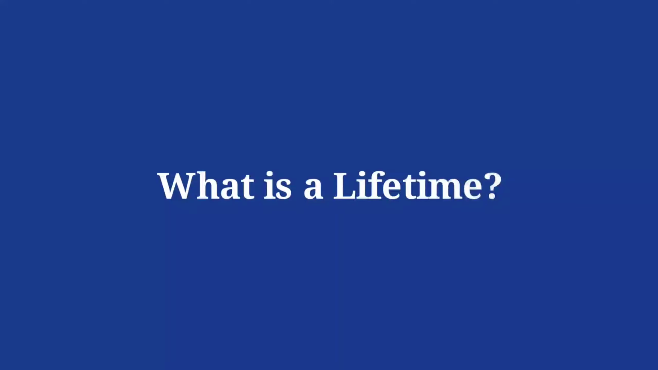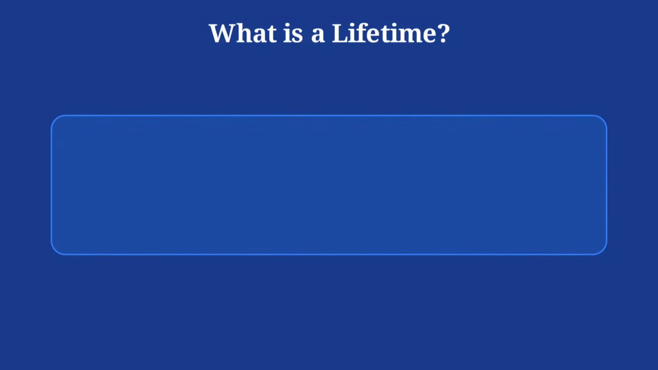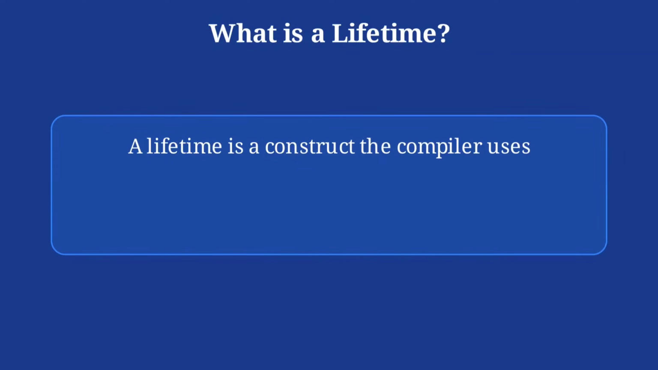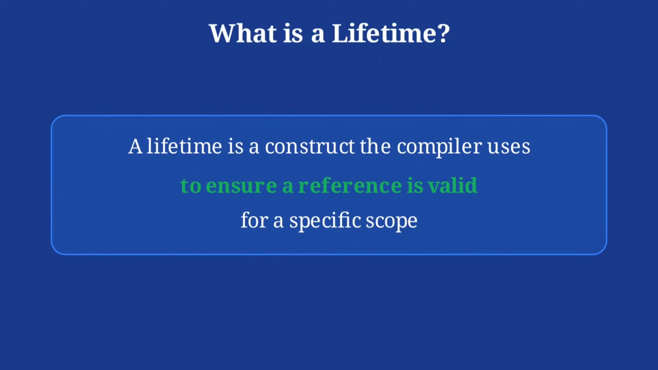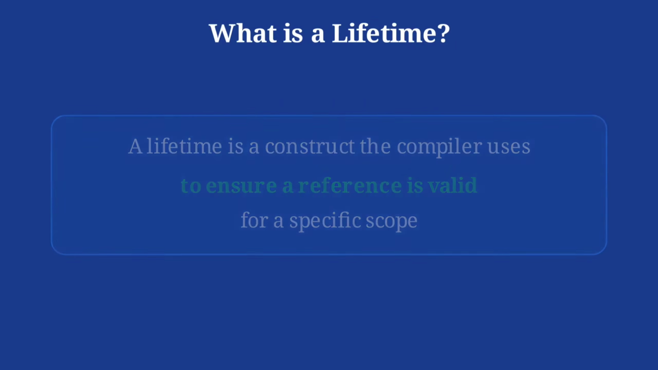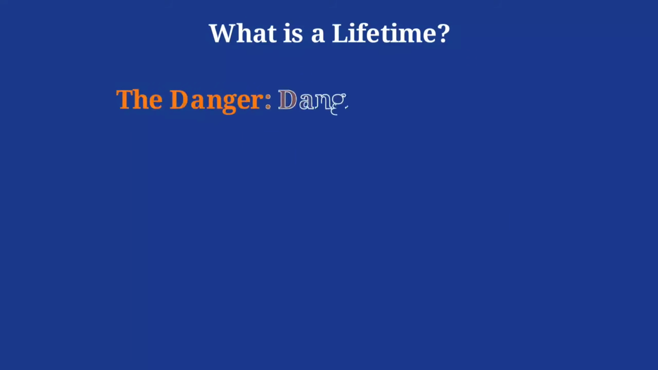So, what is a lifetime? A lifetime is a construct the compiler uses to ensure a reference is valid for a specific scope. Every reference in Rust has a lifetime, but most of the time, we don't have to write them out. The main goal of lifetimes is to prevent a very specific and dangerous problem: dangling references.